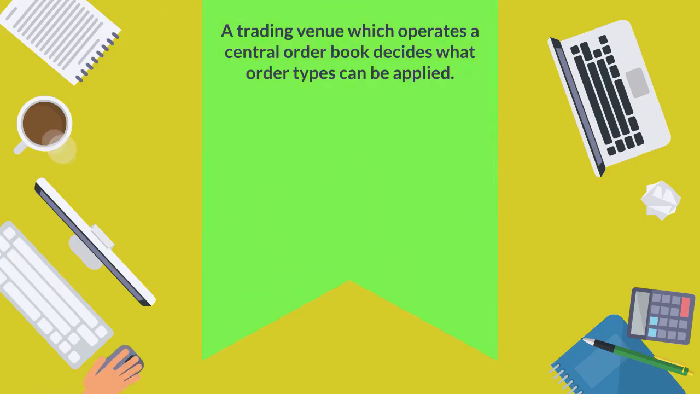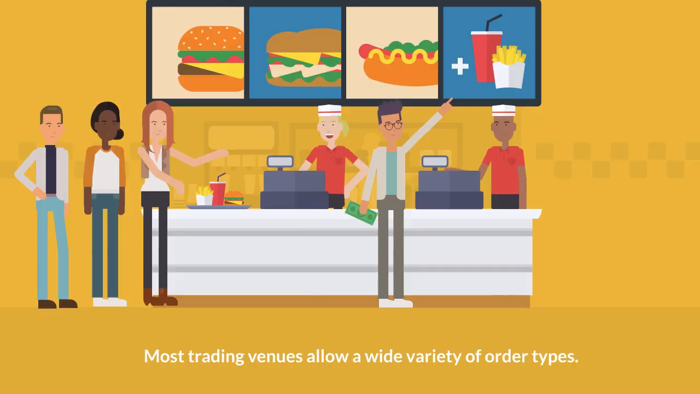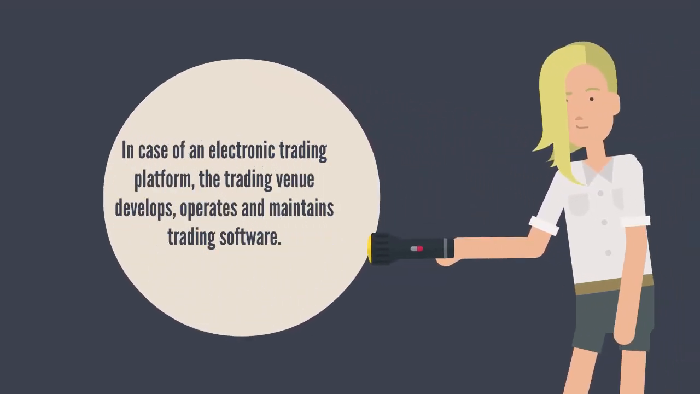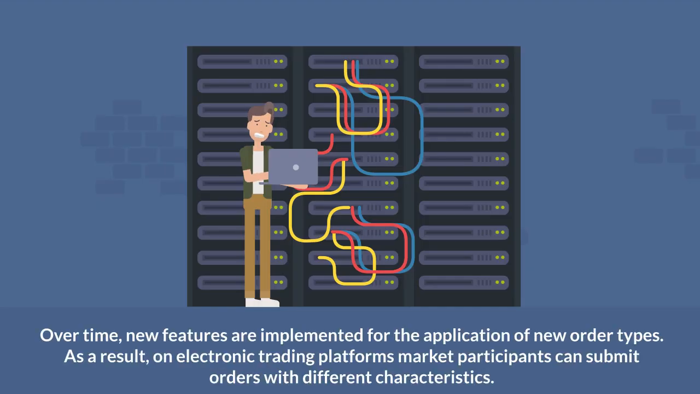A trading venue which operates a central order book decides what order types can be applied. Most trading venues allow a wide variety of order types. In case of an electronic trading platform, the trading venue develops, operates, and maintains trading software. Over time, new features are implemented for the application of new order types. As a result, on electronic trading platforms, market participants can submit orders with different characteristics.